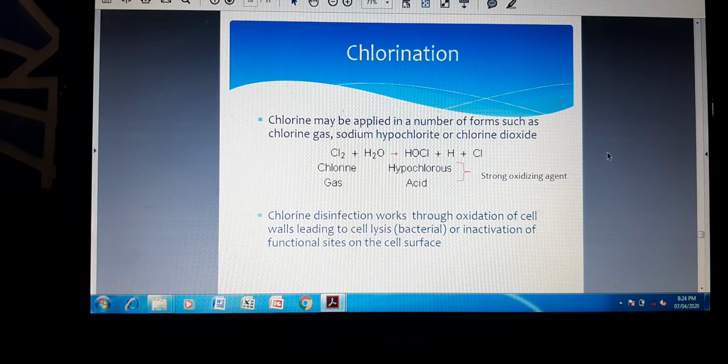So this chlorine disinfection works through the oxidation of cell walls, leading to cell lysis of the bacteria, or inactivation of the functional sites on the cell surface. So that's why chlorination acts on the cell surface of the bacteria, causing cell lysis.